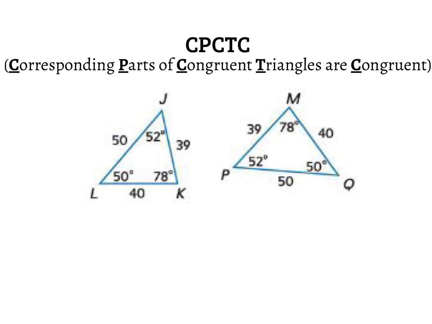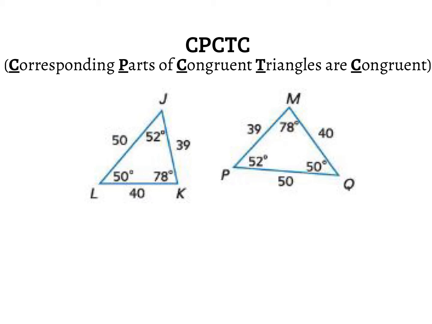What does this mean? It means that if I have angle K, for example, 78 degrees, it is the same as angle M, also 78 degrees. Angle L is 50, so angle Q is 50. Angle J is 52, so angle P is also 52. Notice how the corresponding sides are also congruent: 50, 50, 39, and 39.